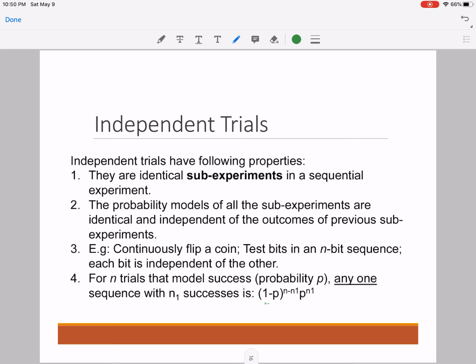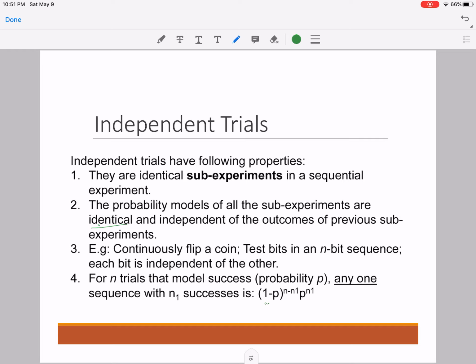In addition, independent trials have one more important property, and that is each of these sub-experiments is going to have exactly the same identical probability model. For example, if I were to continuously flip a coin, each coin flip has the same probability model. It's going to come up heads with a certain probability, and it's going to come up tails with probability 1 minus the probability of getting a heads.